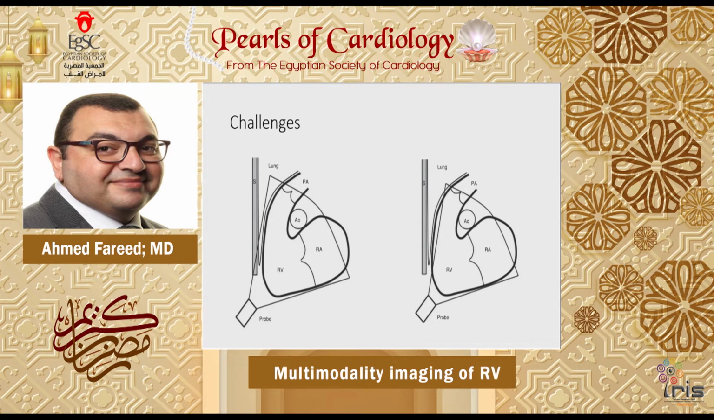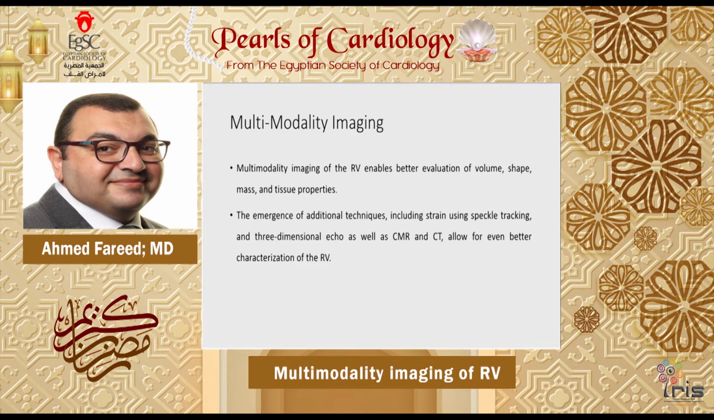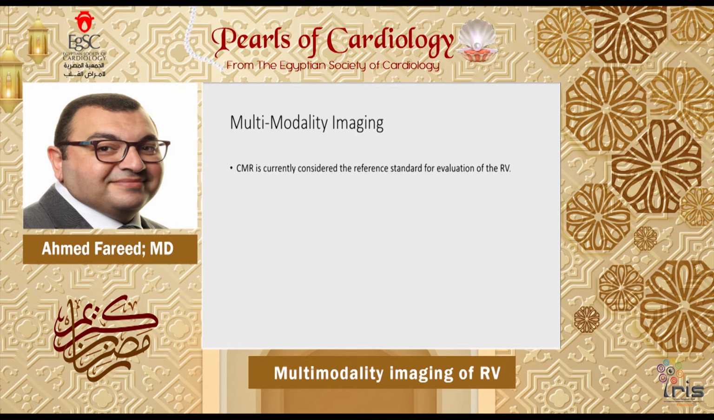And this image enumerates the differences or the challenges in the assessment of the right ventricle. We can see here the proximity of the right ventricle to the probe and the difficulty to include all the parts of the right ventricle in one sector of the 2D imaging. The use of multimodality imaging of the right ventricle enables better evaluation of the volume, shape, mass, and tissue properties, and the emergence of additional techniques, including strain using speckle tracking and three-dimensional echo, as well as CMR and CT, allow for even better characterization of the right ventricle.